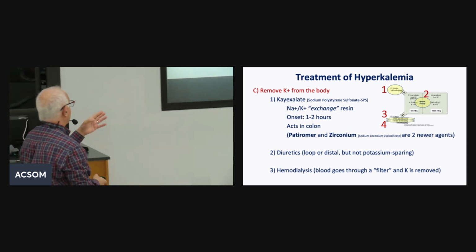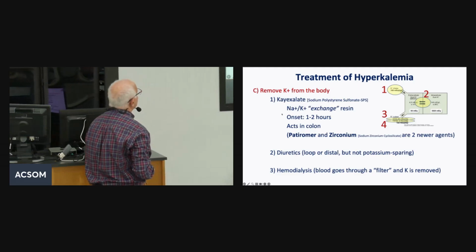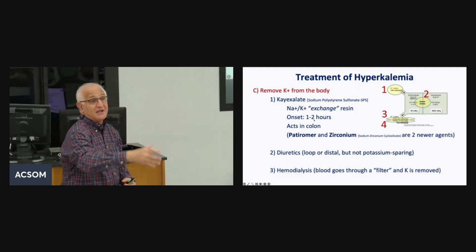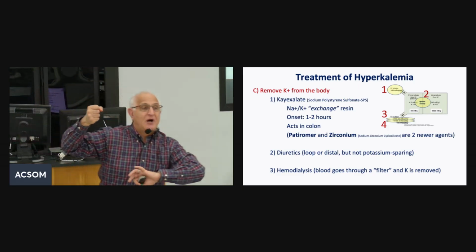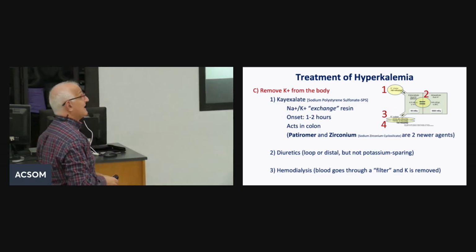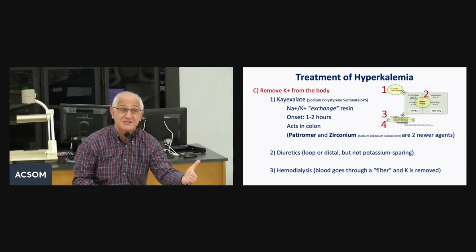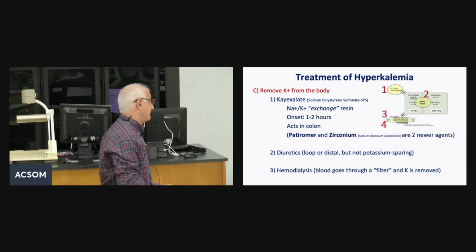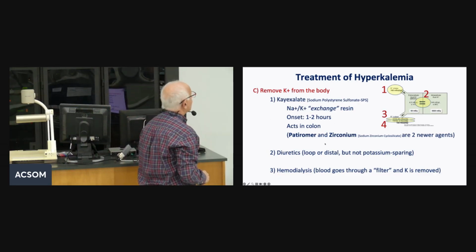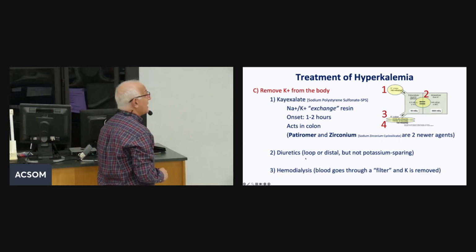For example, this is a resin. The K-exalate is a sodium potassium exchanger. Takes the potassium out, gives the sodium. Takes hours. Remember, it is not something you do first. It is after you have done the previous things, right? Patiromer and zirconium are two other ones.